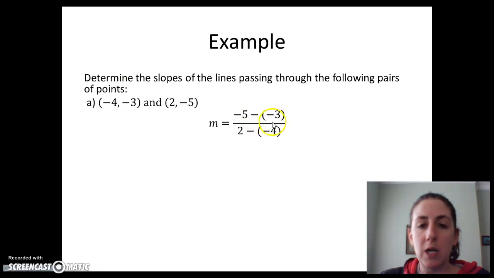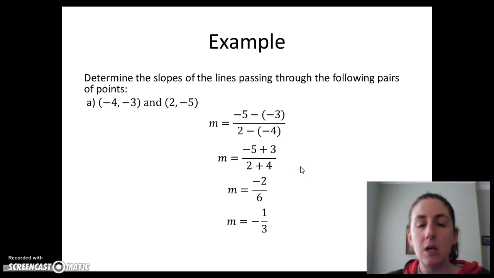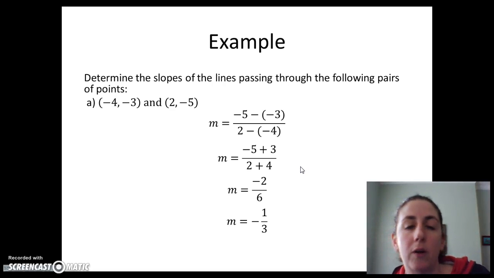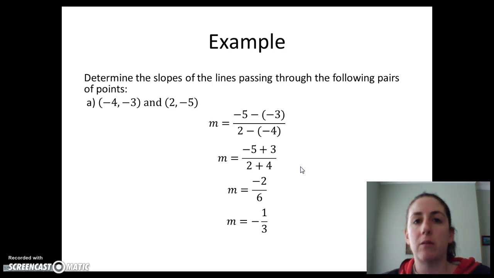Now remember, when you subtract a negative, that's really adding, so this becomes -5 plus 3 over 2 plus 4. Combine that together, you get -2 over 6, and always reduce your fractions. So you get a slope of -1/3. So your rise over run, -1 means you go down 1, over +3 means you go to the right 3.